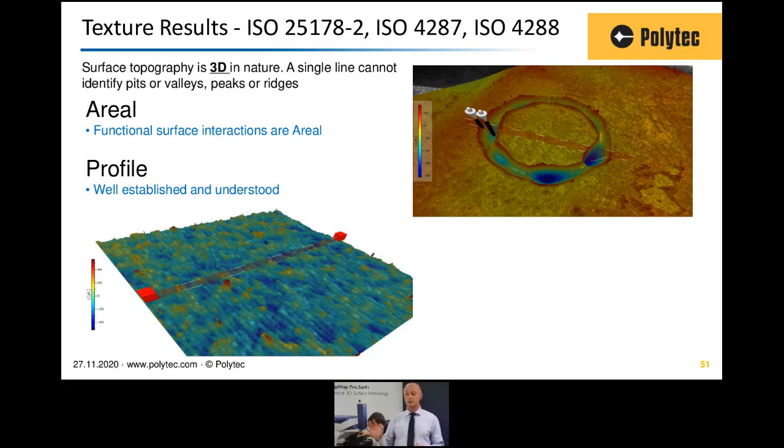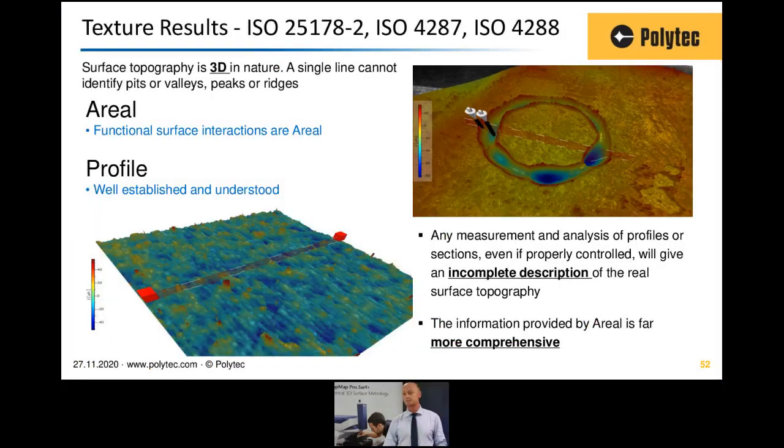On the top right of the screen, you can see a wear scar, and to see the peaks and the valleys of this surface, the areal measurement allows us to see much more fully how this surface looks, feels, and is measured. So any measurement and analysis of a profile, no matter how well it can be done, will never fully describe that surface interaction and that surface over an area. You'll always gain more information through areal measurements, and it's far more comprehensive.